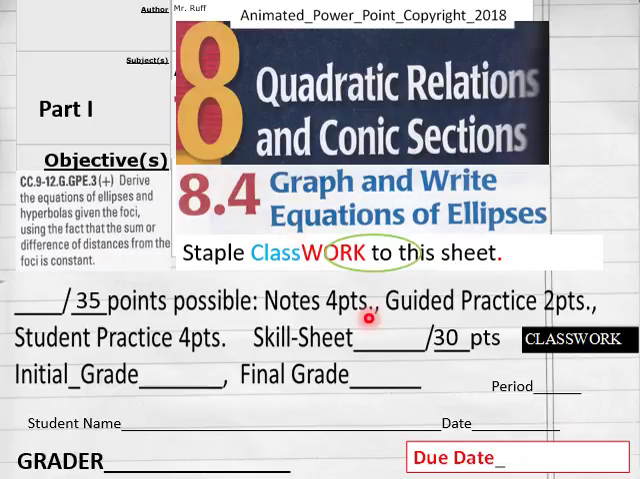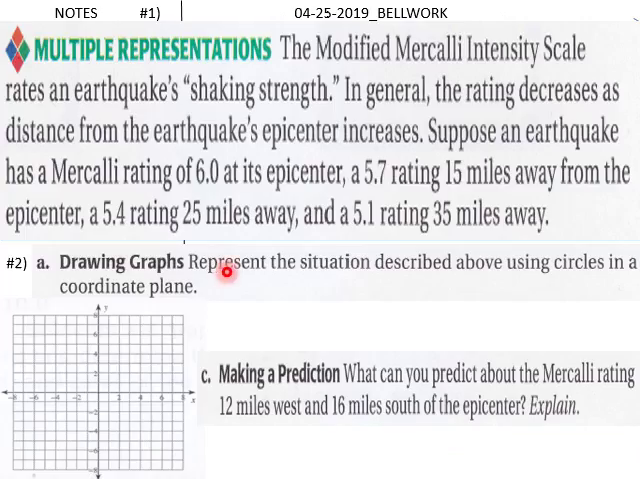8.4, class worksheet of 30 points, and then we have a huge note-taking guide here of 35 points. If you need note-taking guides, email me. Teachers, here's your bell work here for your students.